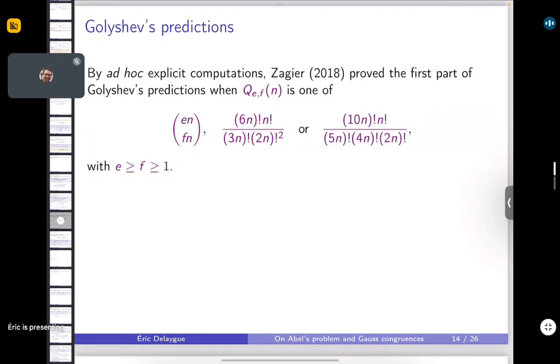And Zagier proved the first part of Golyshev's prediction, that is, that Abel's problem has an algebraic solution in this family of examples, given by these three examples where the parameters E and F are such that E is larger than F. And it was made by explicit computation on each of these three examples.